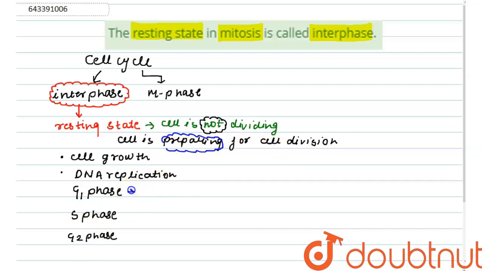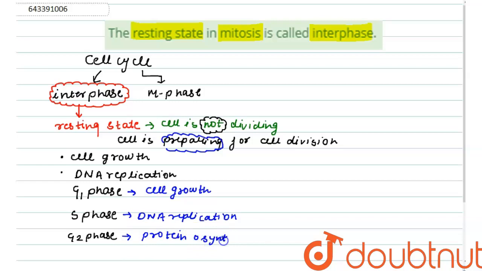In G1 phase, the cell grows in size. That means cell growth occurs. In S phase, DNA replication takes place. Now in S phase, the cell continues to grow and protein formation, or we can say protein synthesis, occurs. But there is no actual cell division. Hence we can say this interphase is the resting phase, as in interphase the cell grows in size, DNA replication occurs, and even protein synthesis occurs, but there is no cell division.